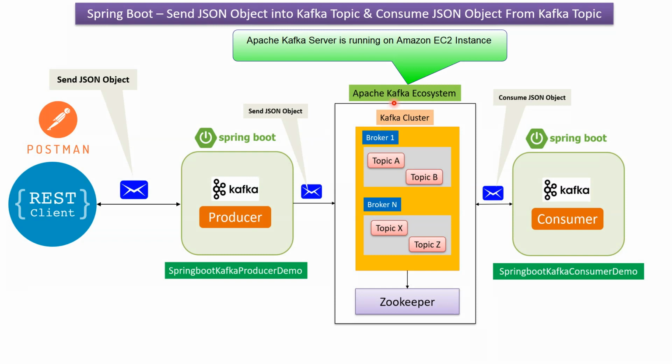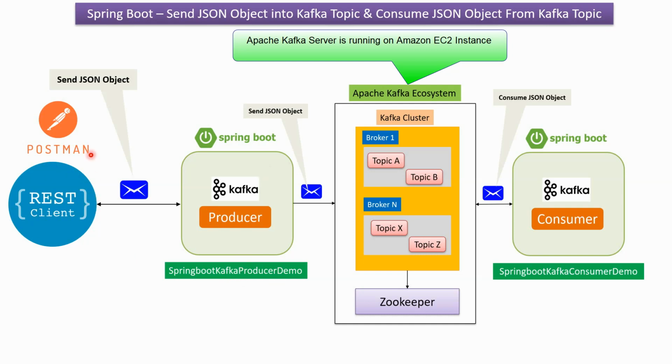Here you can see the Apache Kafka ecosystem, and here you can see the Kafka cluster. It has brokers. Each broker has topics. And here you can see a Spring Boot application. The Spring Boot application name is Spring Boot Kafka Producer Demo. And here you can see the REST client.